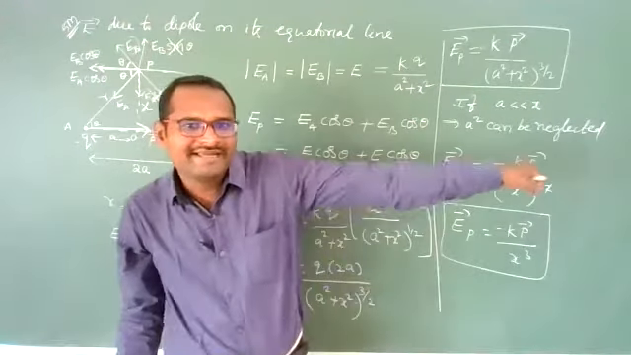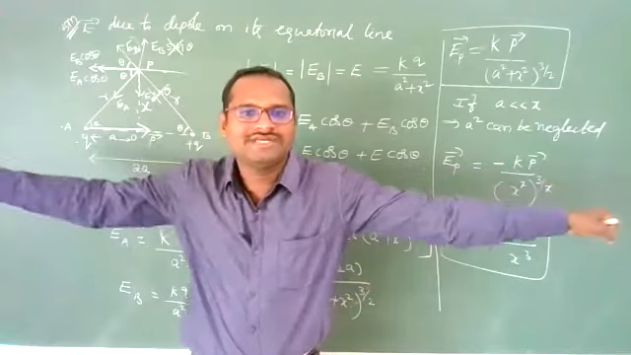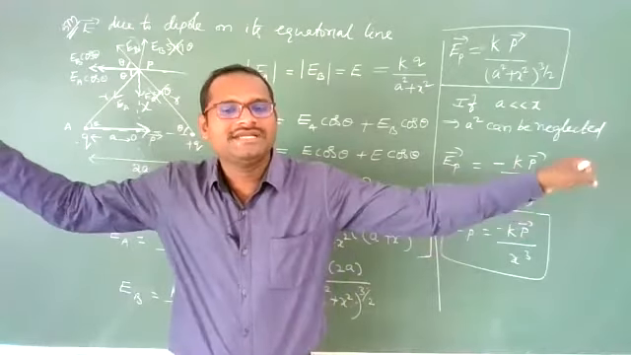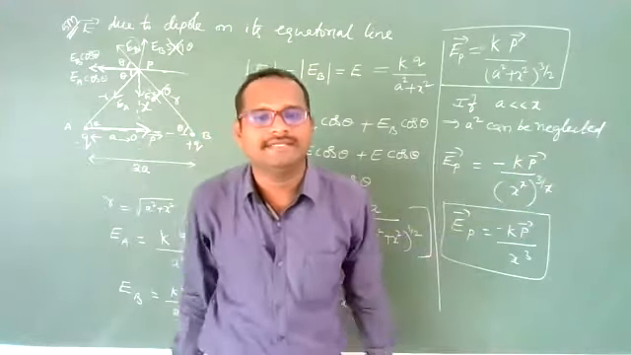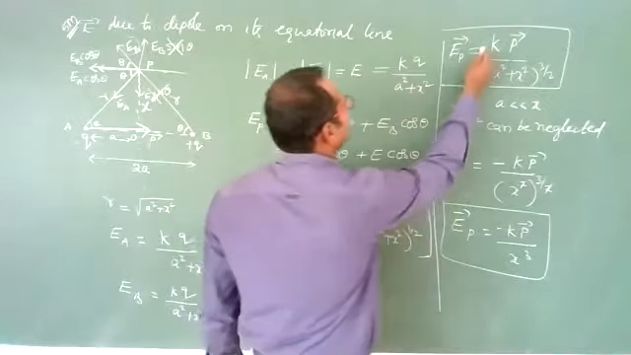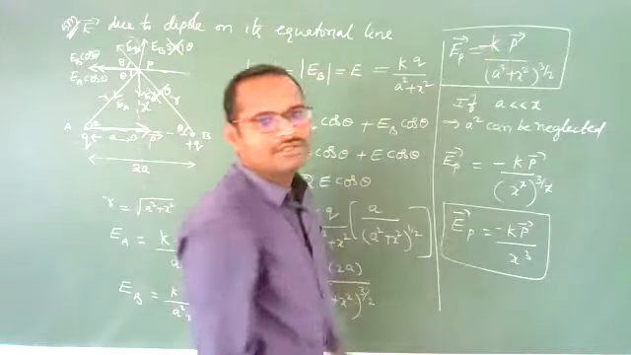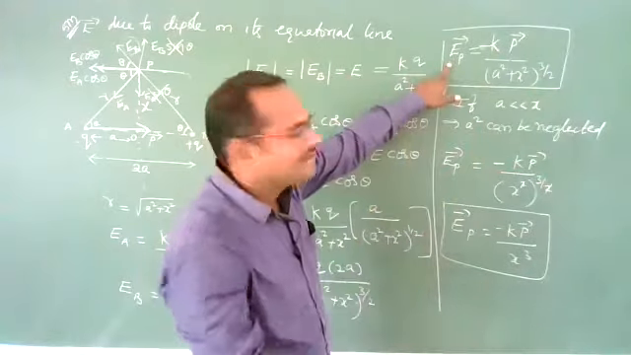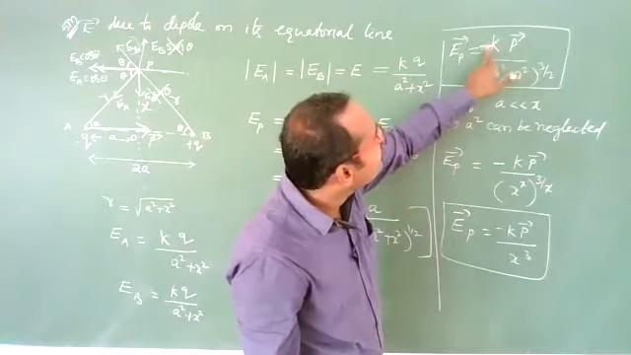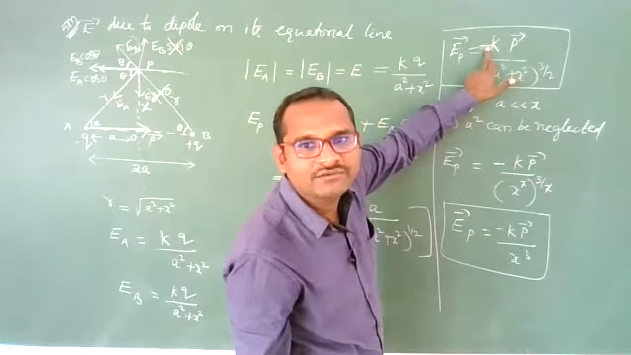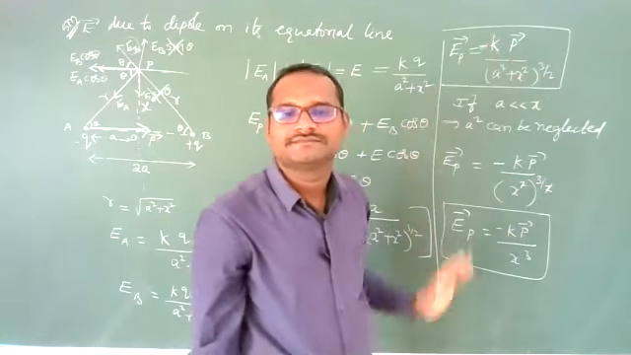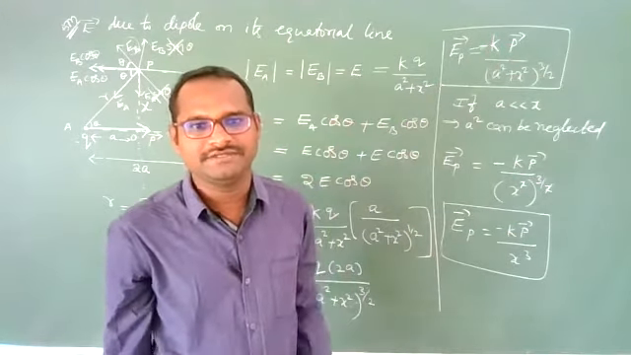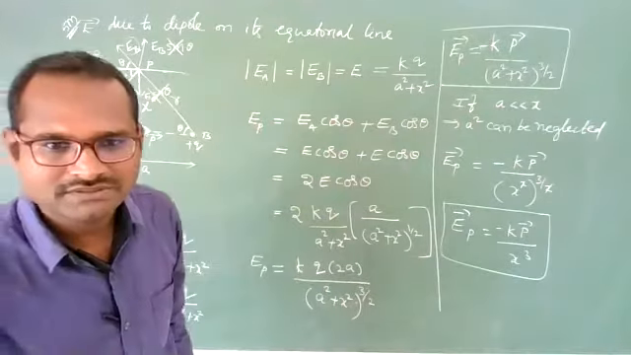So dipole moment direction and electric field direction are both in opposite directions. You need to show this mathematically. How can you show it? With a negative sign. If E bar is on the right hand side, then P bar will be on the left hand side. The negative sign indicates it is the left hand side. That is the meaning. Clear?